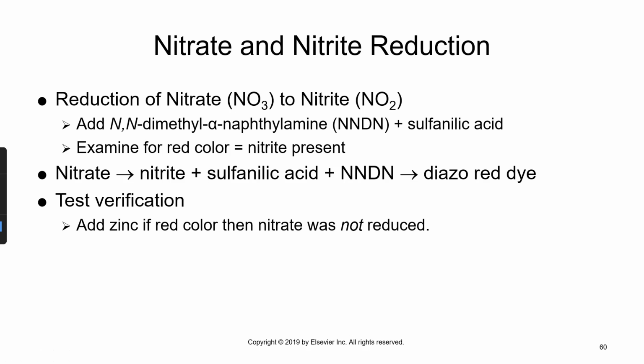Nitrate and nitrite reduction: reduction of nitrate to nitrite. Add N,N-dimethyl-alpha-naphthylamine and sulfanilic acid, and examine for a red color. Then you would know that nitrite is present. Nitrite plus sulfanilic acid plus the naphthylamine forms a diazo red dye. For test verification, add zinc. If the red color remains, then nitrate was not reduced. We will be performing the nitrate reduction test, and you'll have to know the details once we get to that portion of this course.